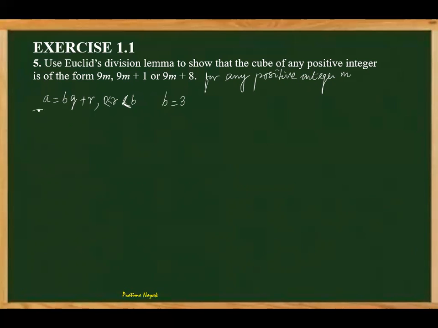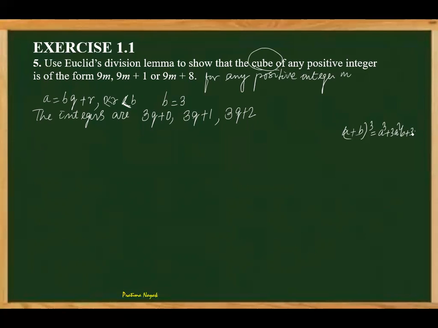So the integers are 3q plus 0, 3q plus 1, 3q plus 2. Can it be more than that? No, because b is 3, so r cannot be equal to 3. Now I'll show that their cubes are of that form. For that you need the formula of a plus b whole cube. I hope you have remembered: a cube plus 3a square b plus 3ab square plus b cube.